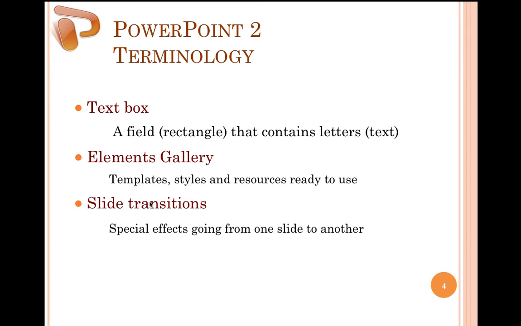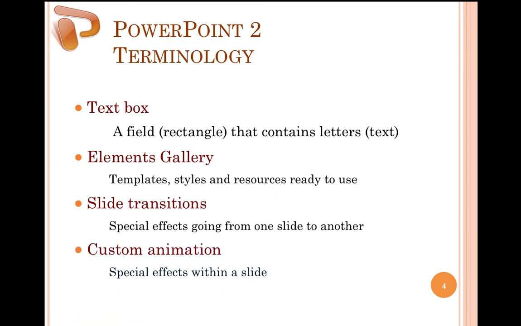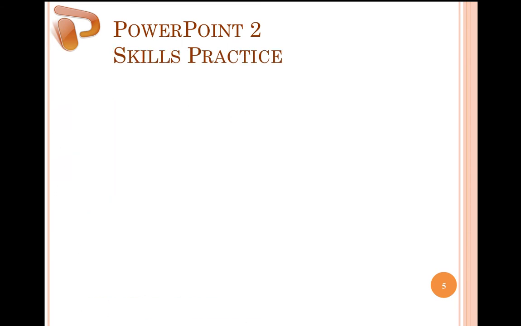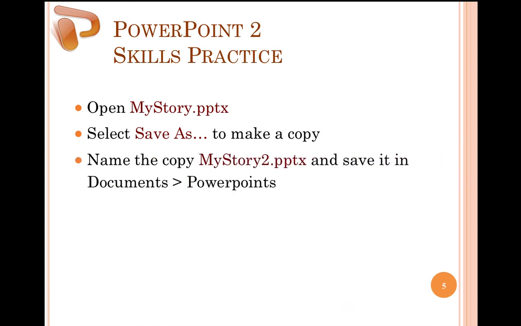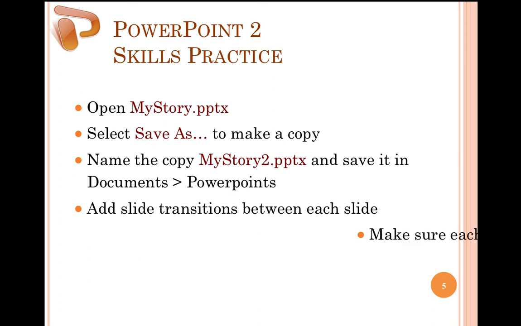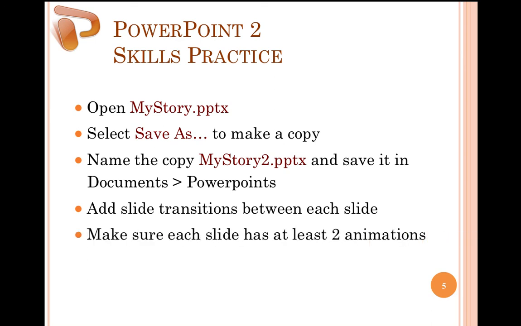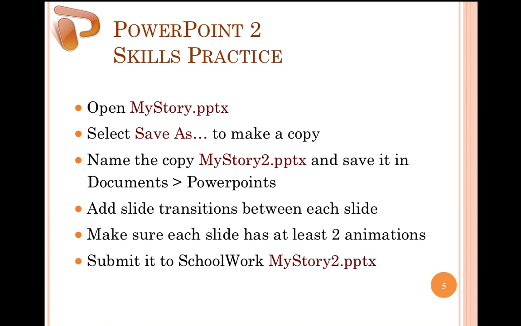So in review, animations are like this, they're within a slide. Transitions are between slides. Now I want you to practice this. Open up mystory.pptx, do save as, that's a way of making a copy. Name it mystory2.pptx and save it in your Documents PowerPoints folder. I want slide transitions between all 5 slides, and I want to make sure each slide has at least 2 animations. You may have to add a text box or a graphic depending on what you did before. You need to do this today and submit it to mystory2.pptx in your schoolwork.